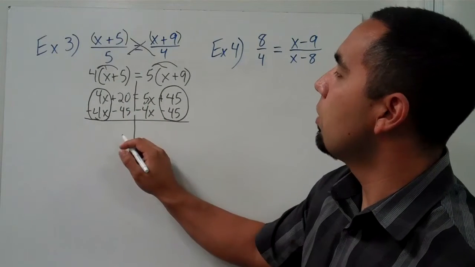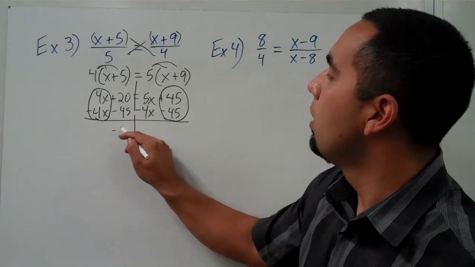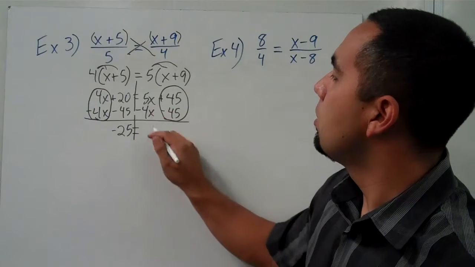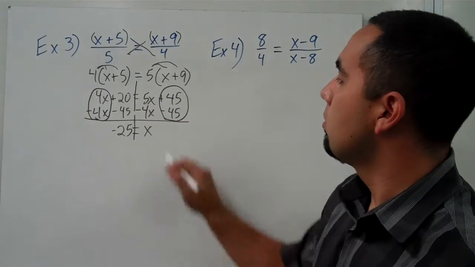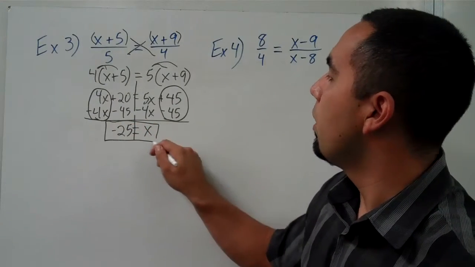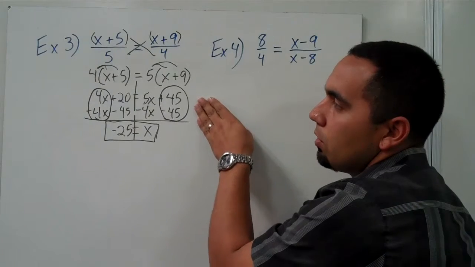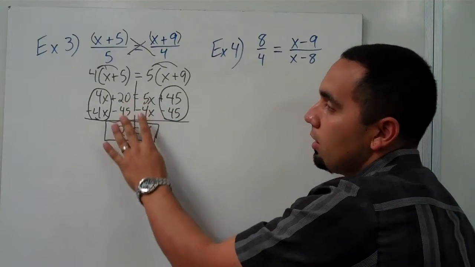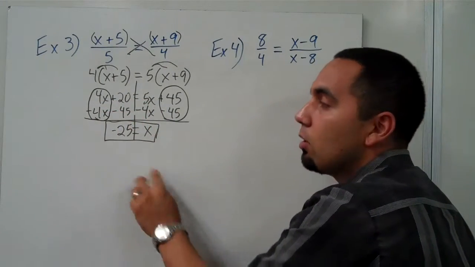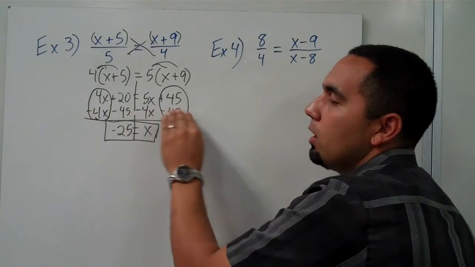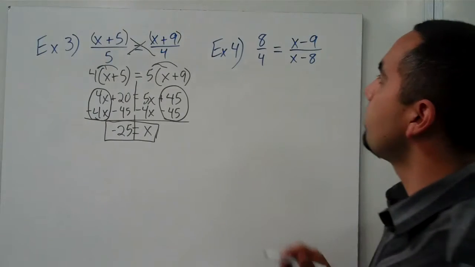So 20 minus 45 is negative 25, and that equals x. So I actually found my answer there. You can see it looked like a lot of work, but if you can find a shortcut or a way to cut down on the number of times you have to rewrite the equation, I'm going to be okay with that as long as you're showing every step that you're doing.